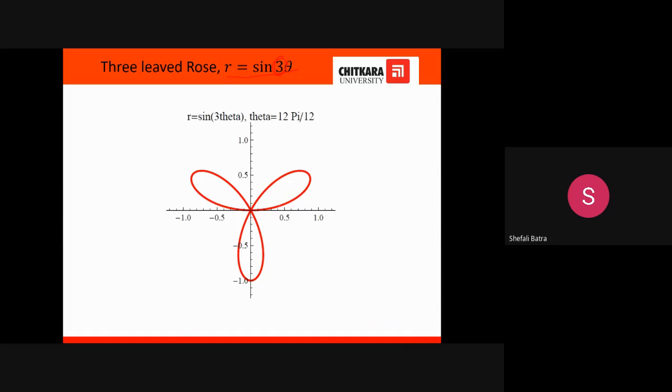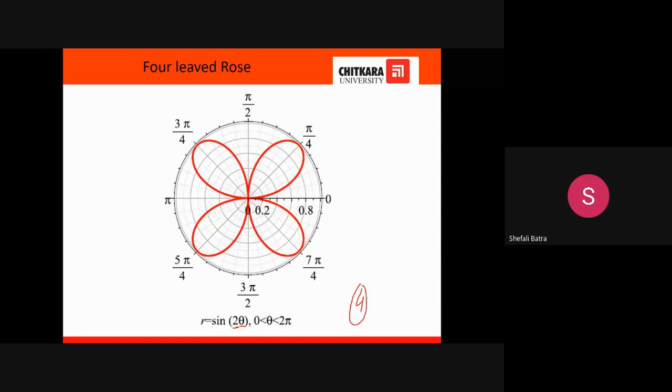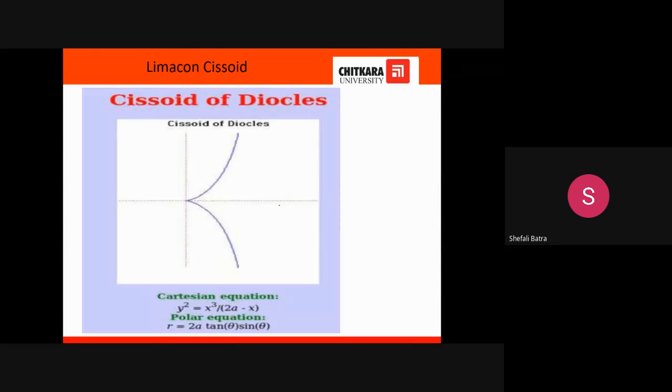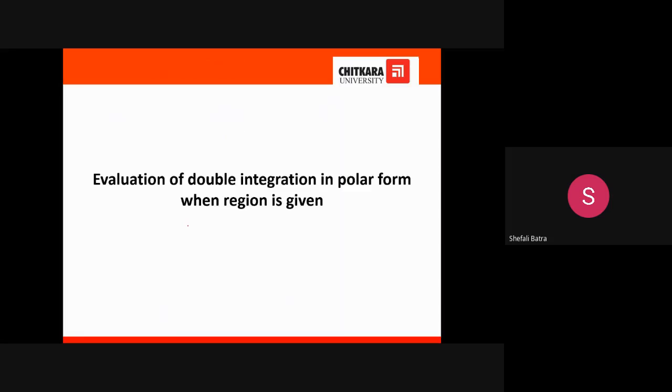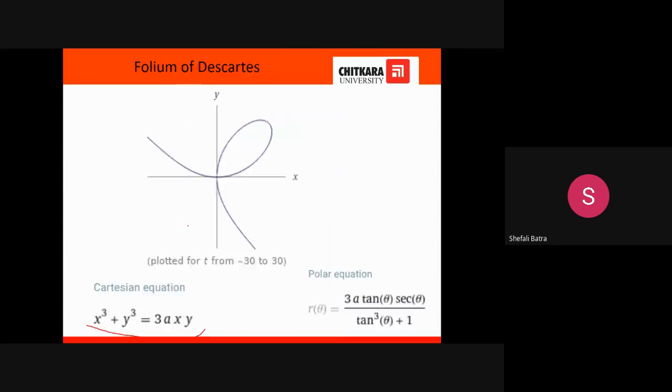r is equal to sin 3θ, this is a 3-leaf rose. r is equal to cos 2θ, r is equal to sin 2θ, both will be 4-leaf roses, right? And this is known as the cissoid of Diocles or limaçon. You need to remember this curve. This is your equation in Cartesian coordinates, this is in polar coordinates, and this is the shape. So you have done all the shapes, just revise them.